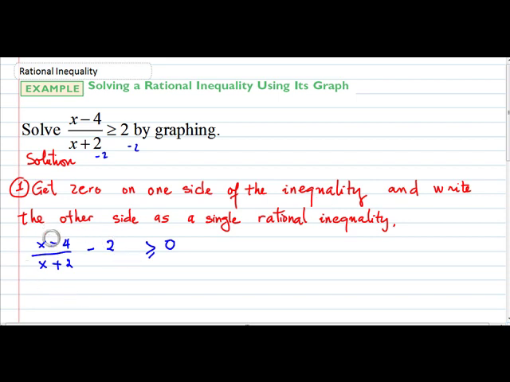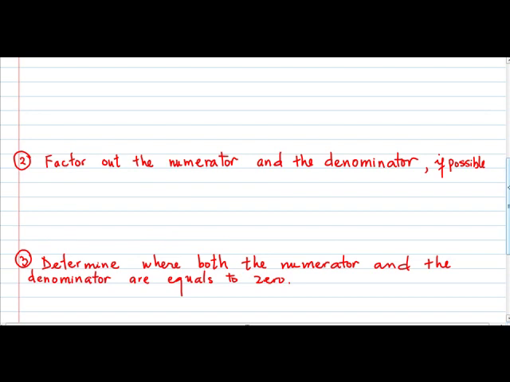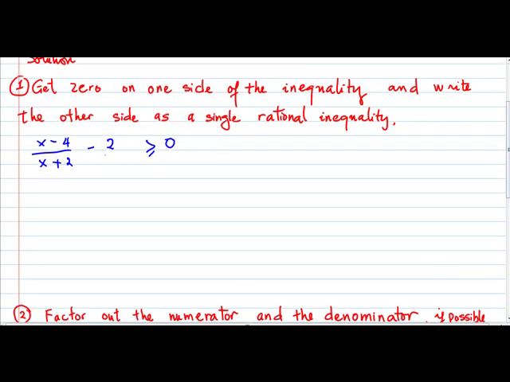The other side has two terms: this term minus this term. So I need to combine these two as a single term. To combine them, look at the 2, which we can write as 2 over 1. So our LCD here is x plus 2, and I multiply by x plus 2 here. This is my LCD, so let me copy it over again.